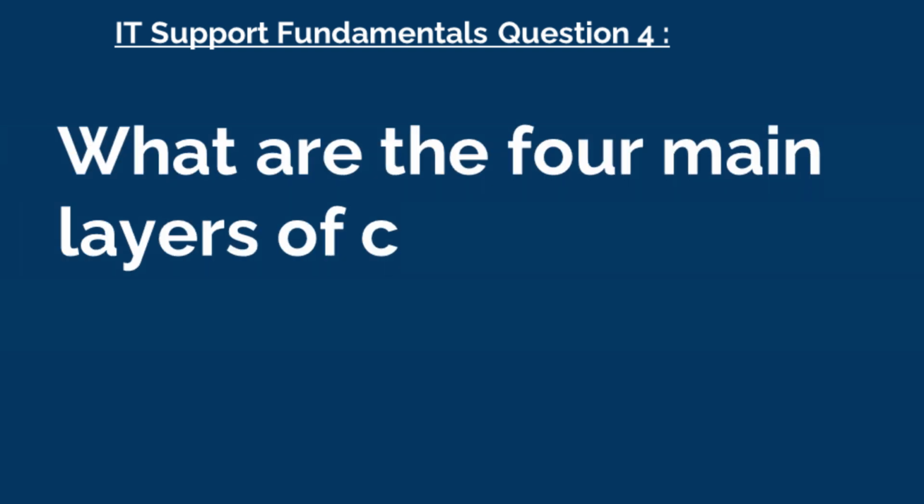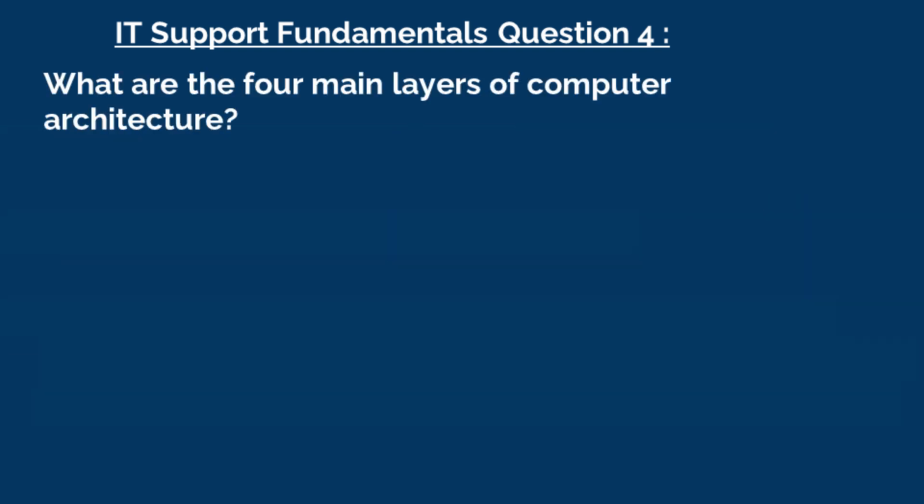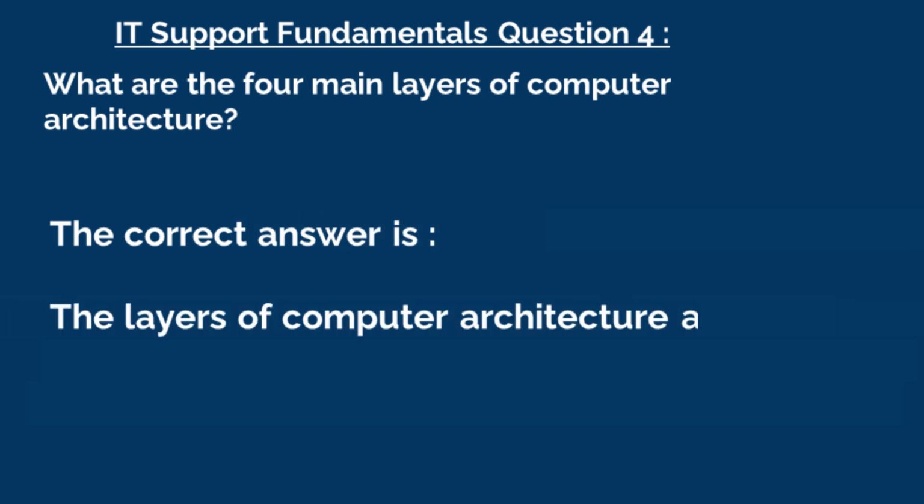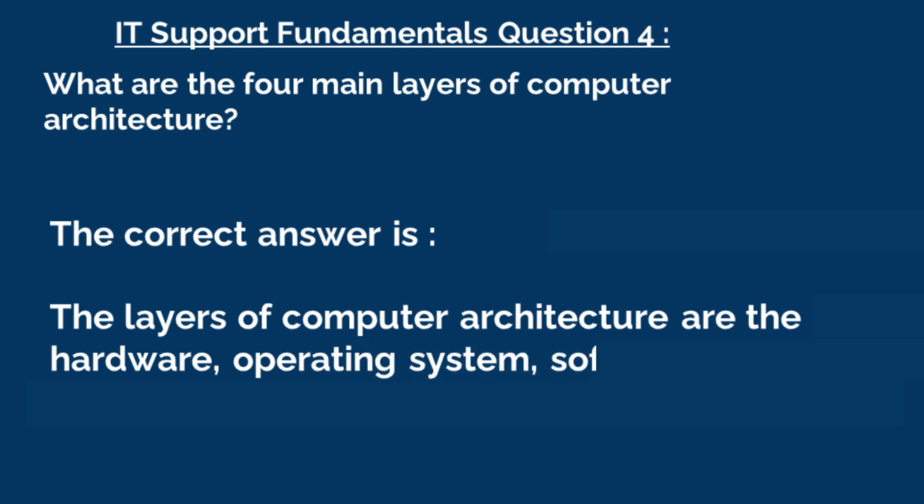Question 4. What are the 4 main layers of computer architecture? The correct answer is, the layers of computer architecture are the hardware, operating system, software, and user layers.